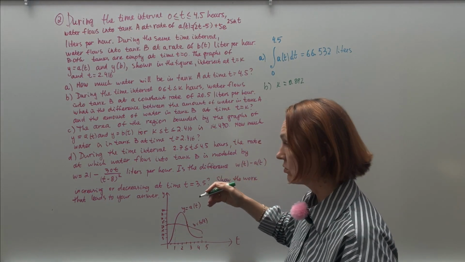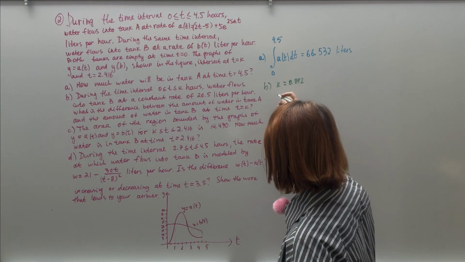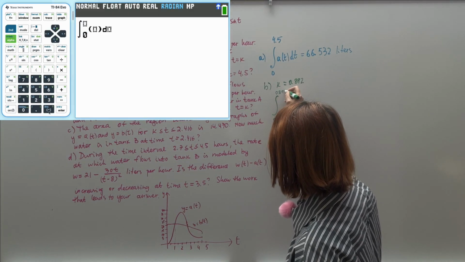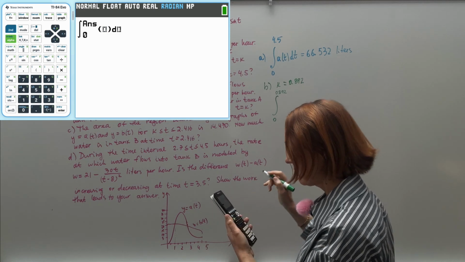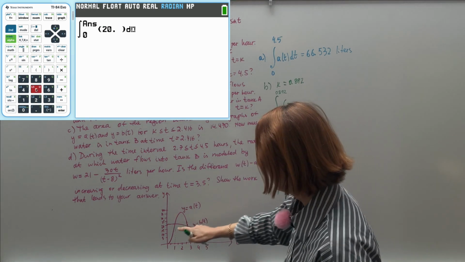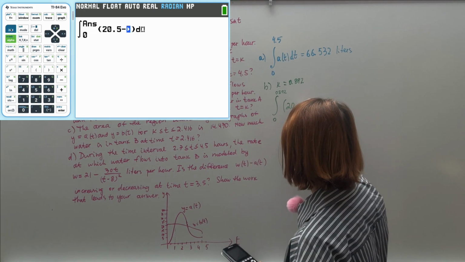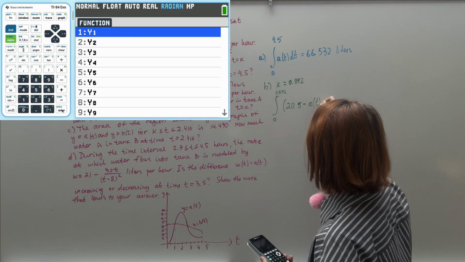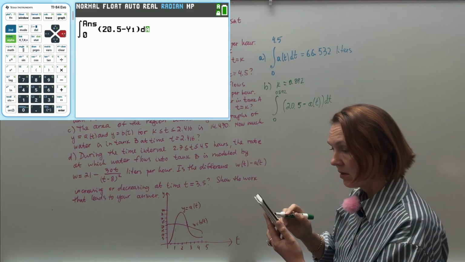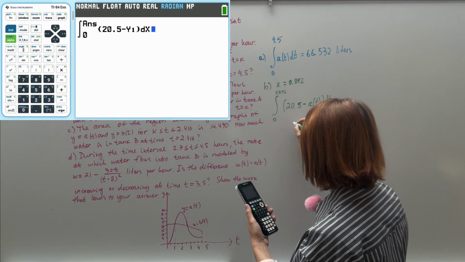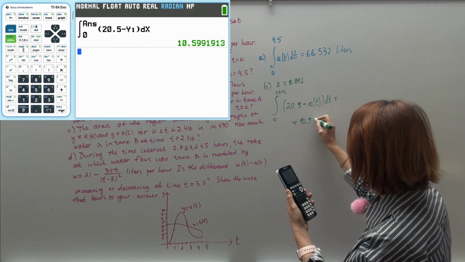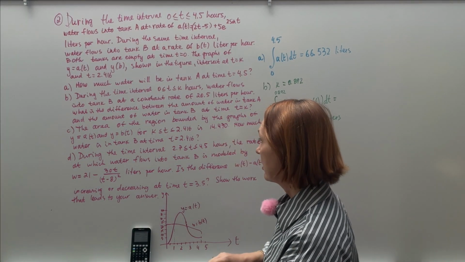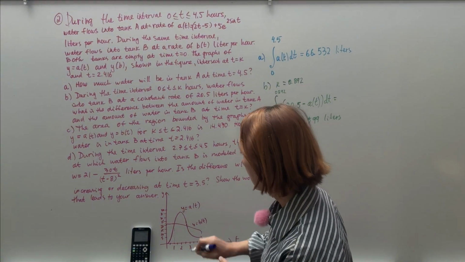Again, the difference in the amounts of water is going to be the antiderivative. So I would have to set up my antiderivative from 0 to this value of k, 0.892. And I'm taking my 20.5, that's the constant rate of tank B, and I have to subtract the rate at tank A. I do it on a calculator, and I am going to get 10.599 liters.